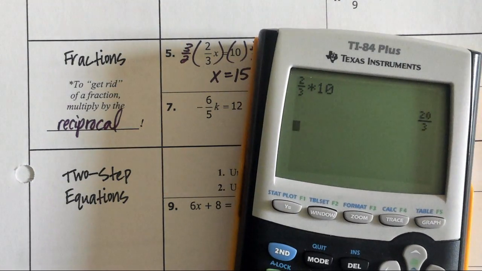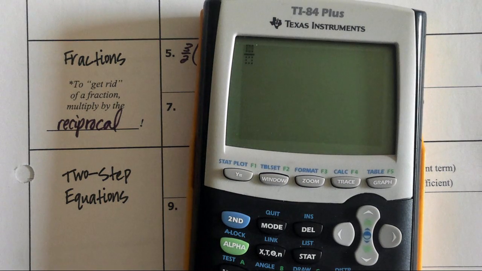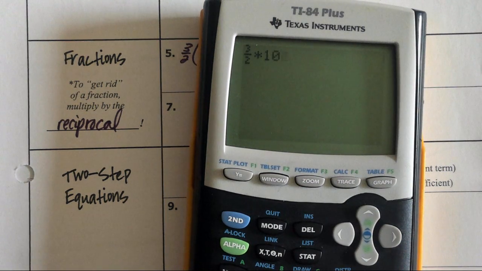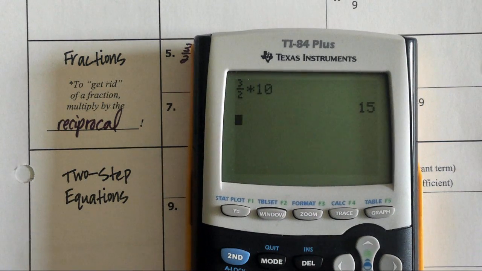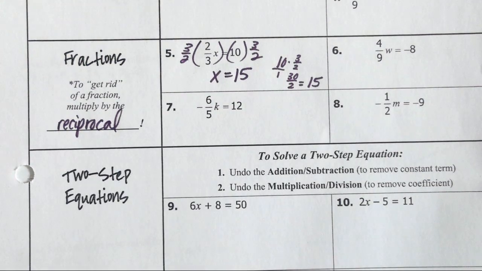I did 2/3 instead of 3/2. Great, Miss Compton. Great. So I did not multiply by the reciprocal. 3/2 times 10. And your calculator can do fraction math for you, just so you know. It's alpha y equals if you borrow one of mine.